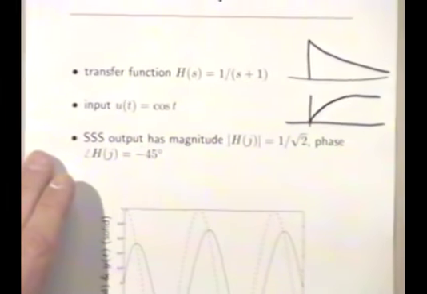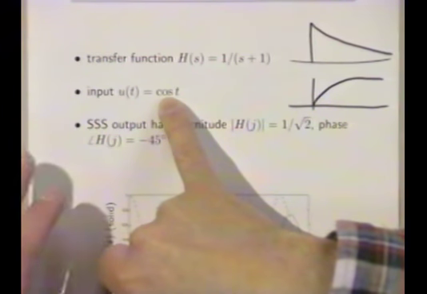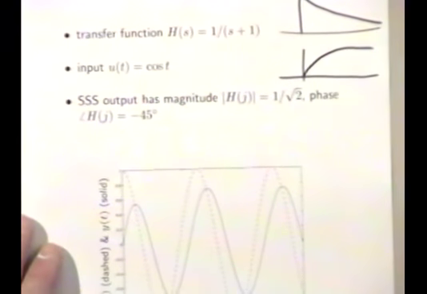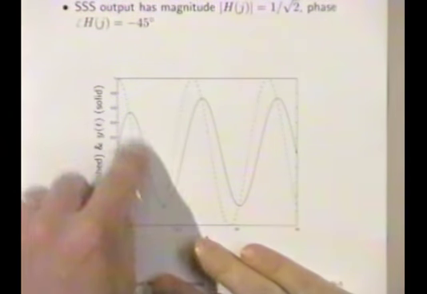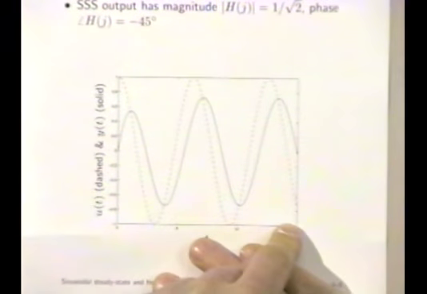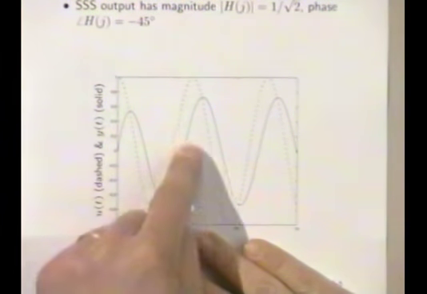So if I put an input in, which is cosine t, then what happens is this. To find the output, so here's the input. The input is the dashed line, okay? And here is the output of this thing, the dark line.